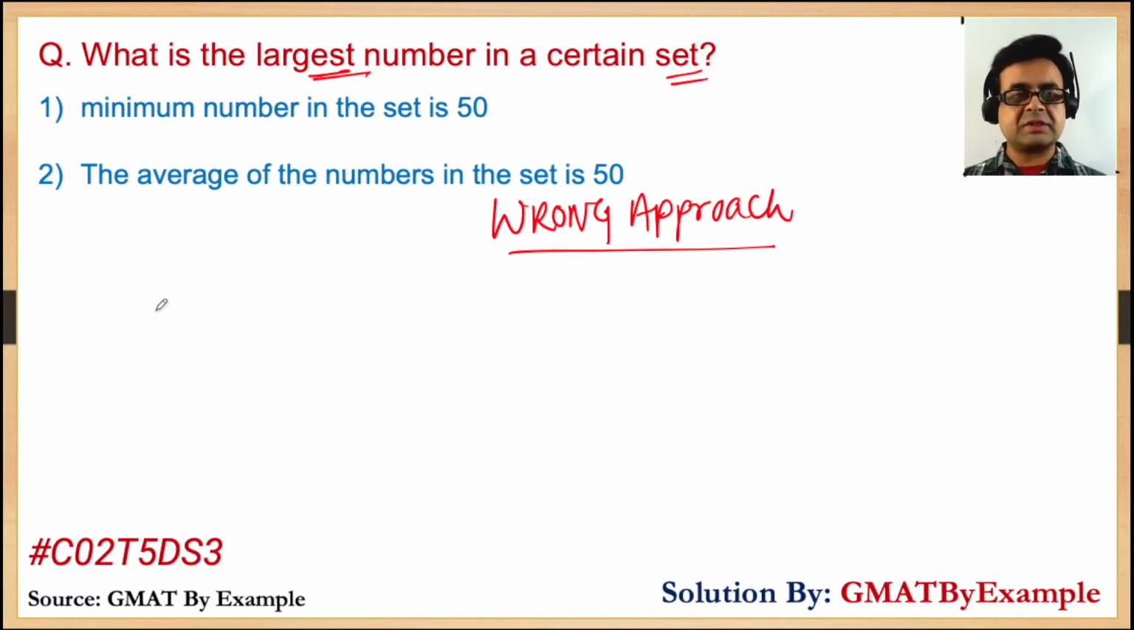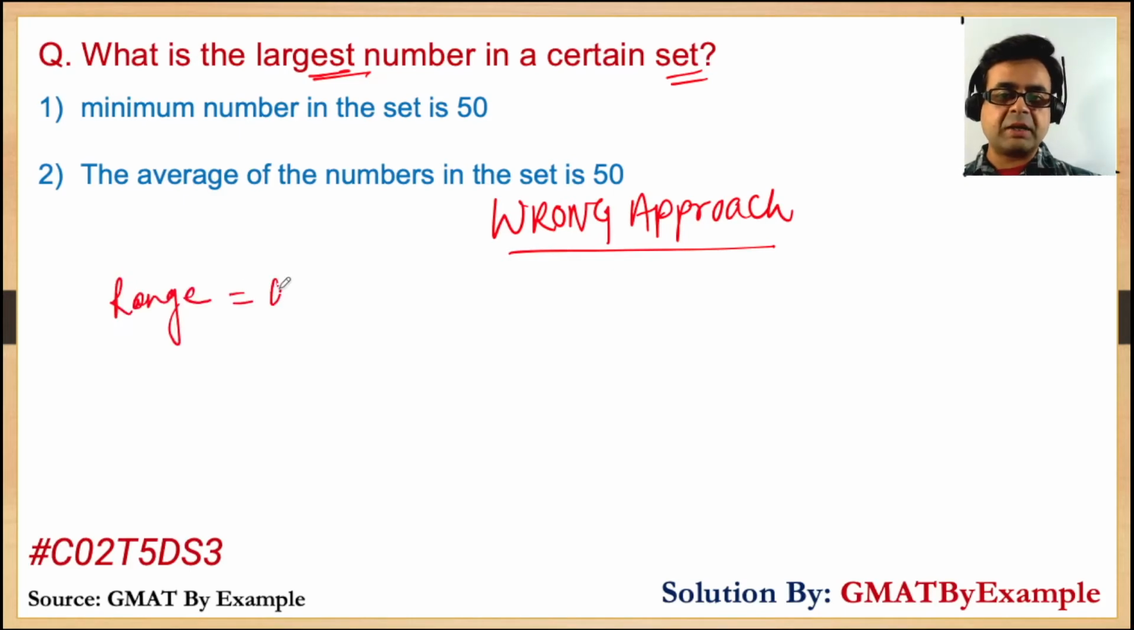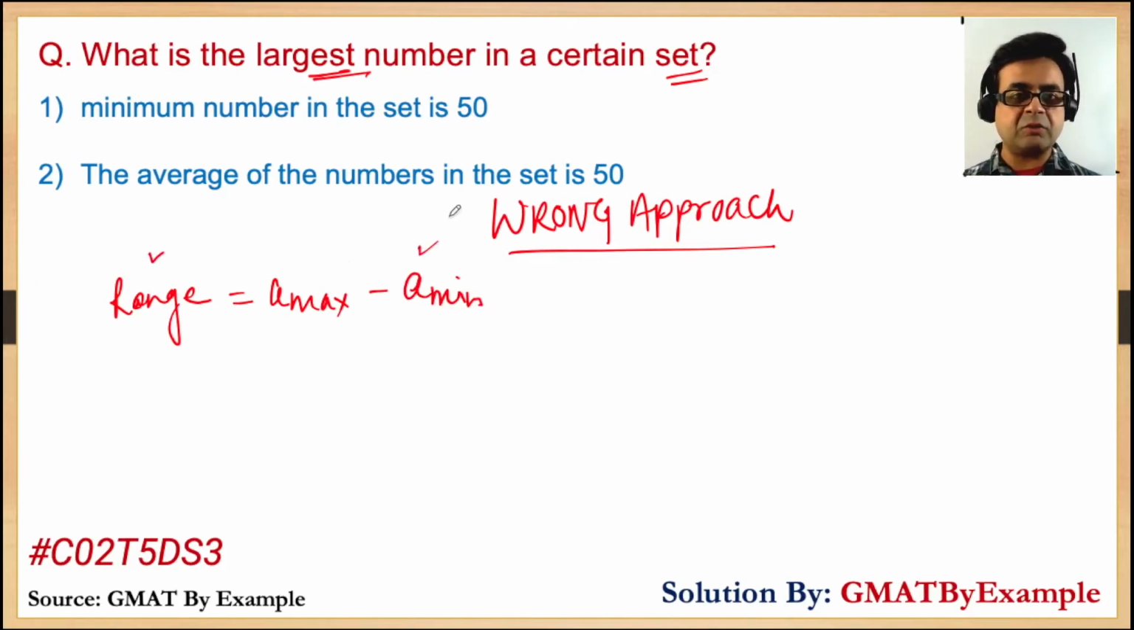Okay, let's start with some of the formulas in statistics that we know deal with maximum value in a certain series of numbers. One of them is range, which is max minus min. So basically what this says is, if we were given range and the minimum value of the numbers in a certain series, then we can figure out what the largest number is.